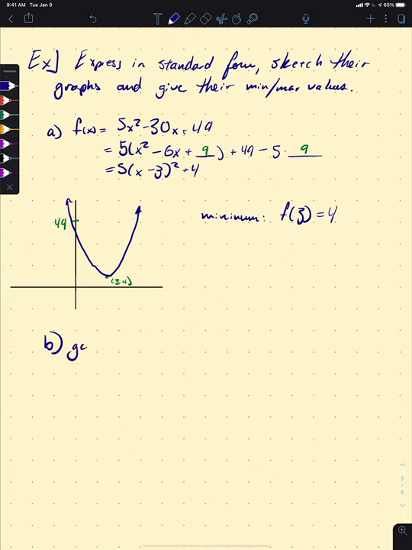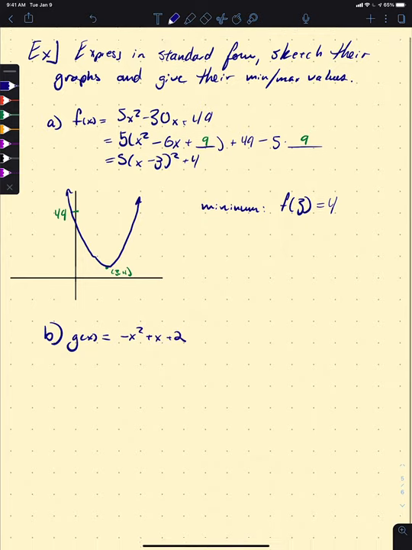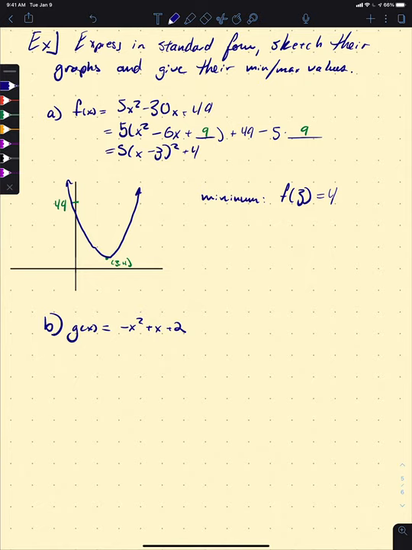One more for you. Let's say g of x is minus x squared plus x plus 2. Okay. Completing the square on this one is slightly more difficult just because we're dealing with fractions, which is, well, not my favorite. Maybe you love fractions, but I certainly don't. So we have negative 1 here. Negative 1 over 2 is negative 1 half. Negative 1 half squared is 1 fourth. So it looks like our completed square is going to be negative 1 times (x minus 1 half) squared plus, and it looks like 2 plus 1 fourth is going to be 9 fourths.